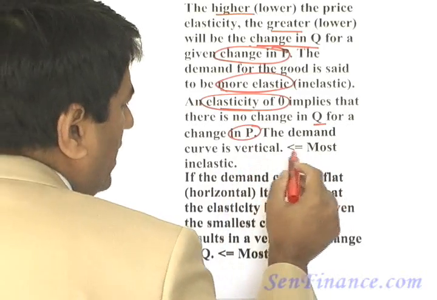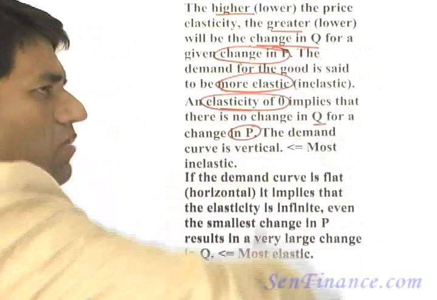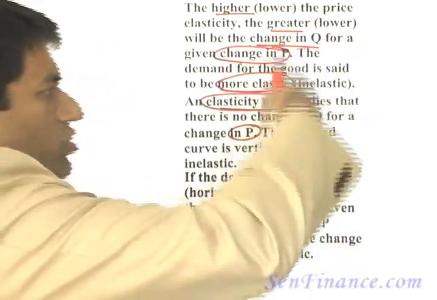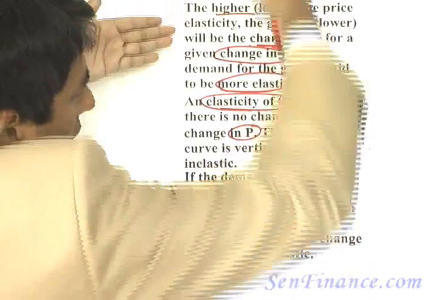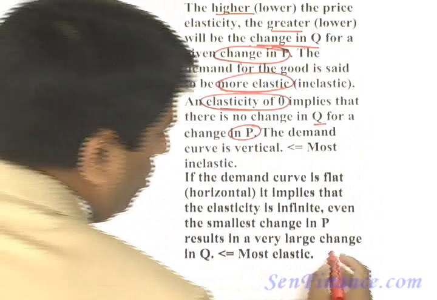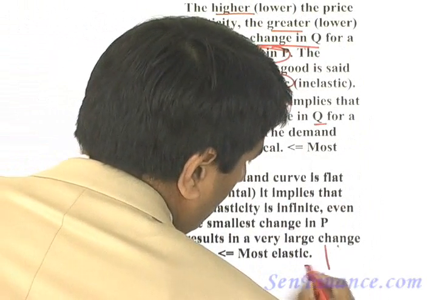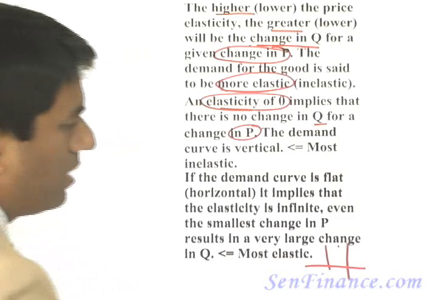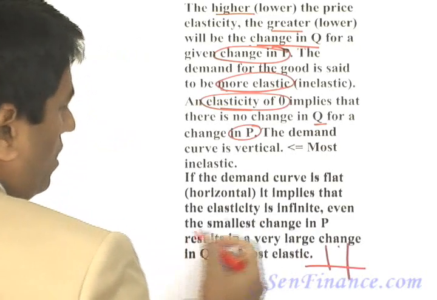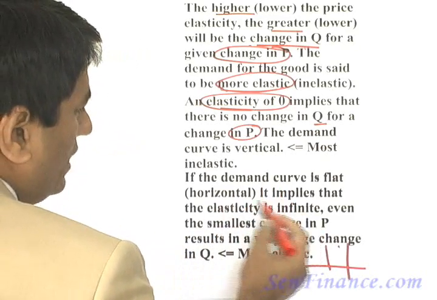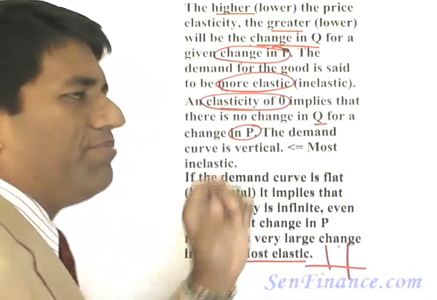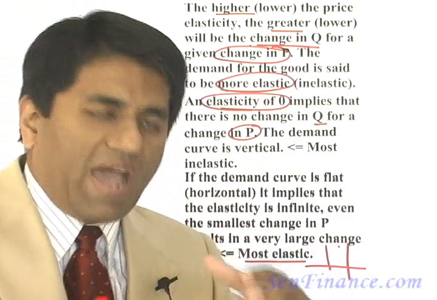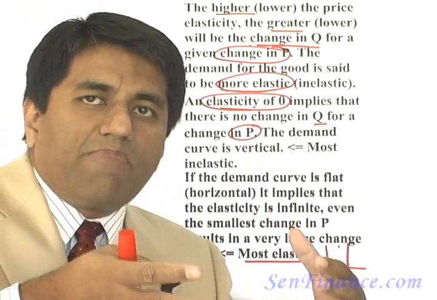So the demand curve is vertical. There is no change as you change price along the y-axis. Demand remains straight. So the demand curve looks like this. If the demand curve is horizontal on the other hand, this is most elastic. It means that even small changes in price are going to have a great impact on quantity.